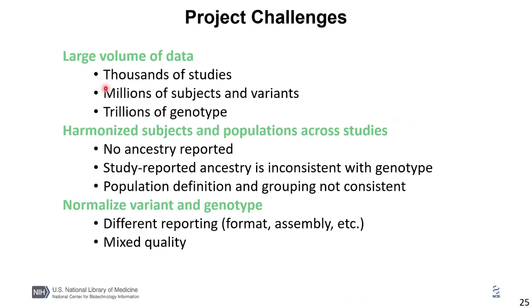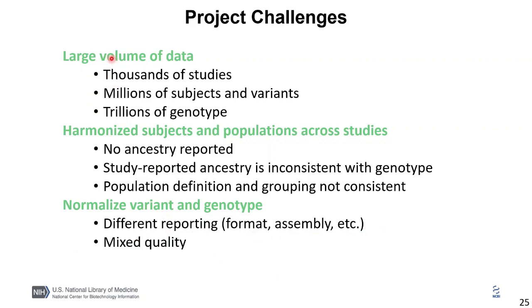One, of course, is dbGaP's large volume of data. Then the other one is harmonizing the different subjects and populations across studies, because most of these are self-asserted or self-reported populations, or they have no ancestry reported. And the other challenge, of course, is to normalize the variant, because they come in different formats, including VCF and Plink formats. They came from different assembly versions. They've been called from different pipelines, and they're of mixed quality.